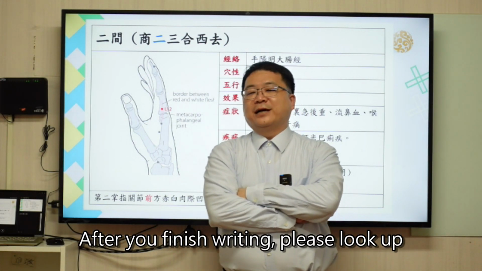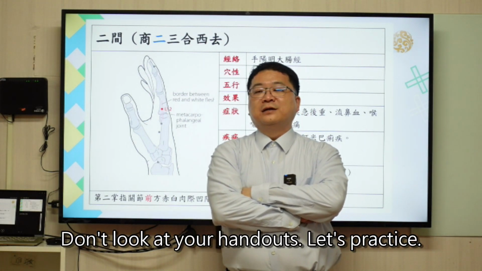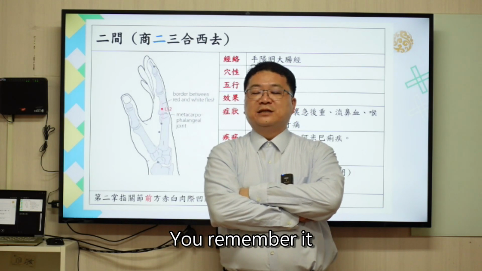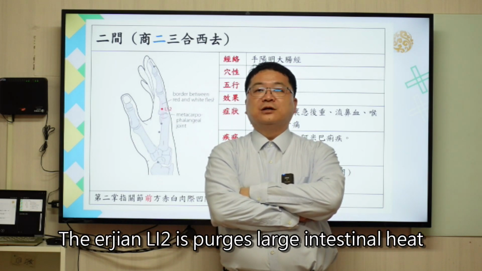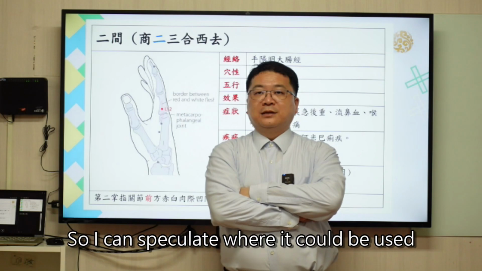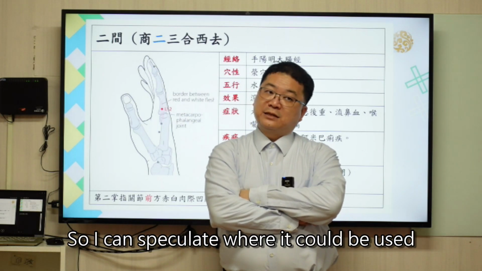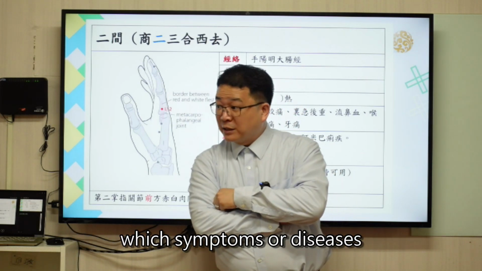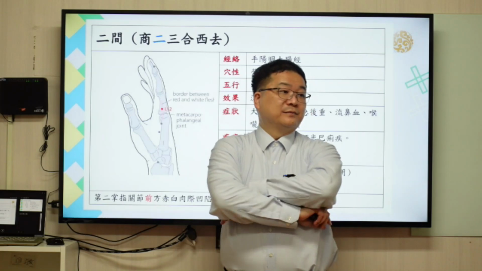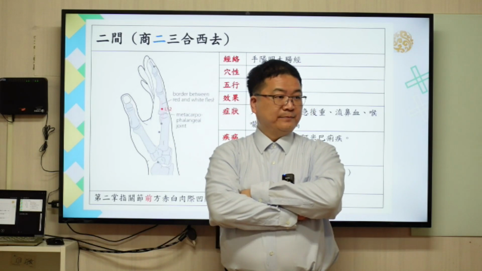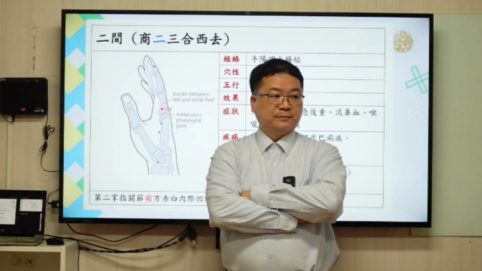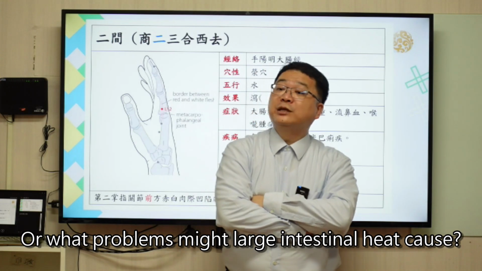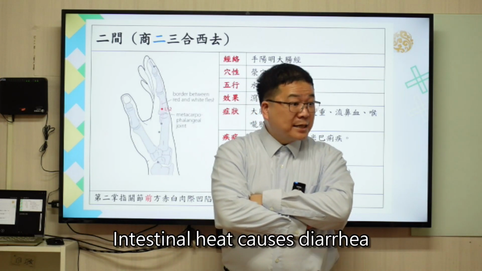After you finish writing, don't look at your handouts. Let's practice. You remember it. Oh, the teacher taught me this before. Erjian, LI2, purges large intestinal heat. So I can speculate where it could be used. Which symptoms or diseases? Think about it. What situations may cause large intestinal heat that you might encounter? Or what problems might large intestinal heat cause? It depends on how you think about it.